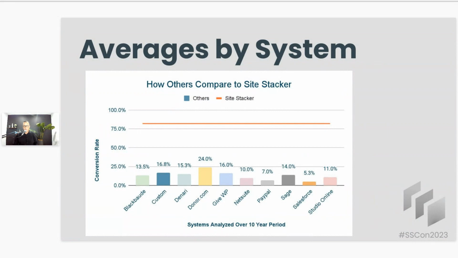Now, some of these systems, for instance Salesforce, is not an online giving system per se. So what this would really represent is Salesforce plus some other online giving plugin or something like that. This would represent all of the various plugins or add-ons that the orgs we have replaced Salesforce for were using before they came to SiteStacker. Whereas with Blackbaud, they have their own online giving system. But you can see the orange bar here has been our all-time conversion average for SiteStacker. And then here are the conversion rates for all these other systems. So that's been kind of interesting.